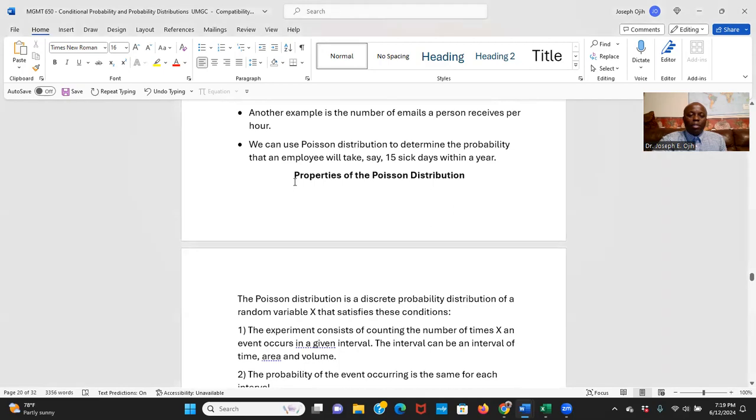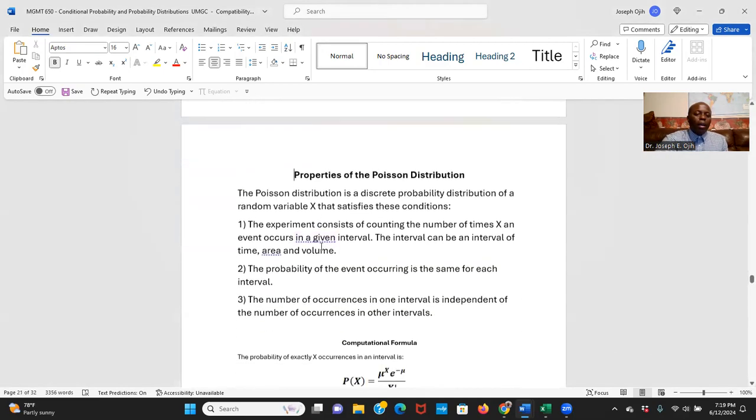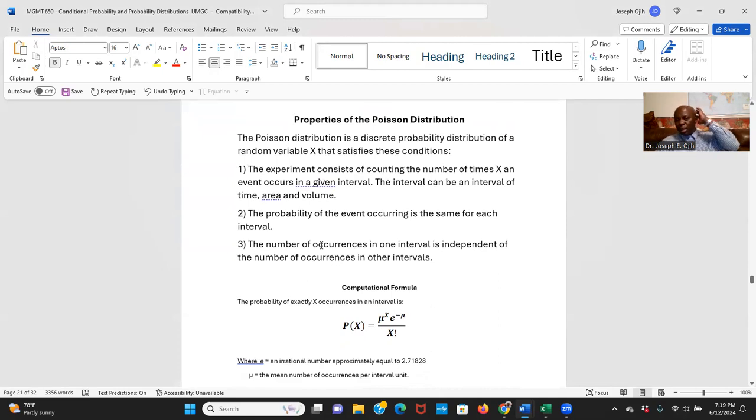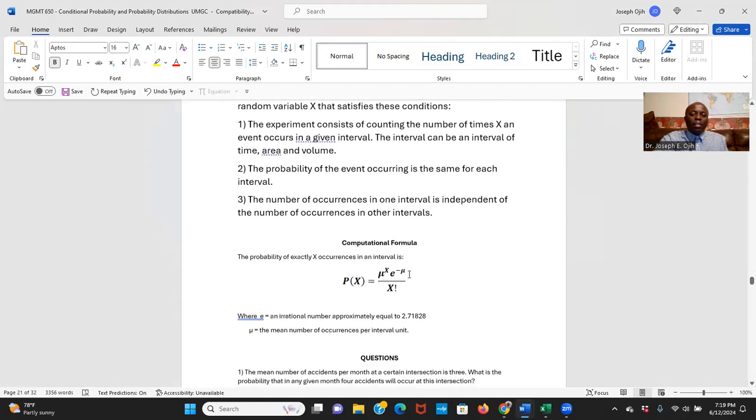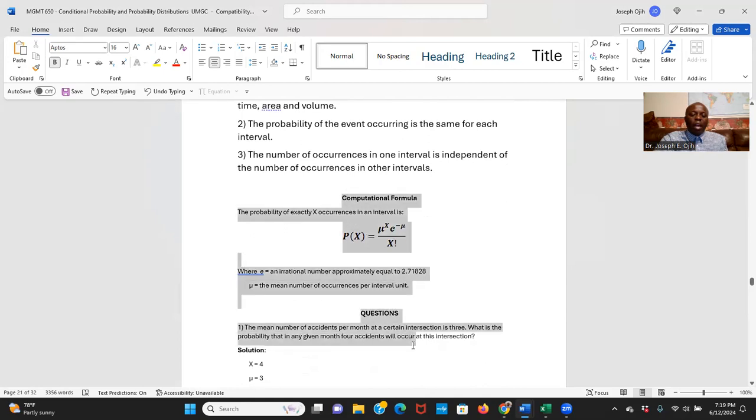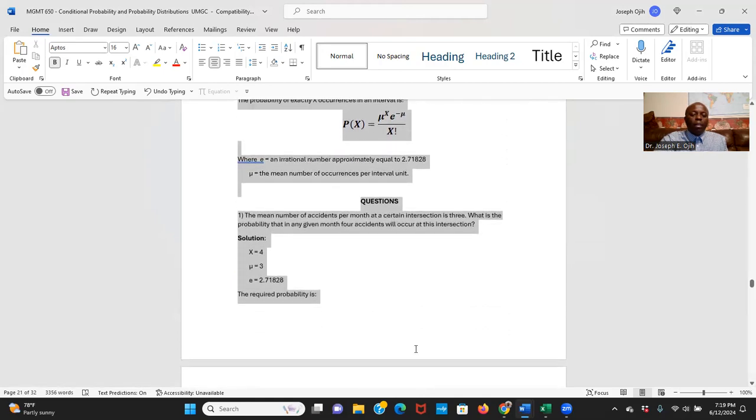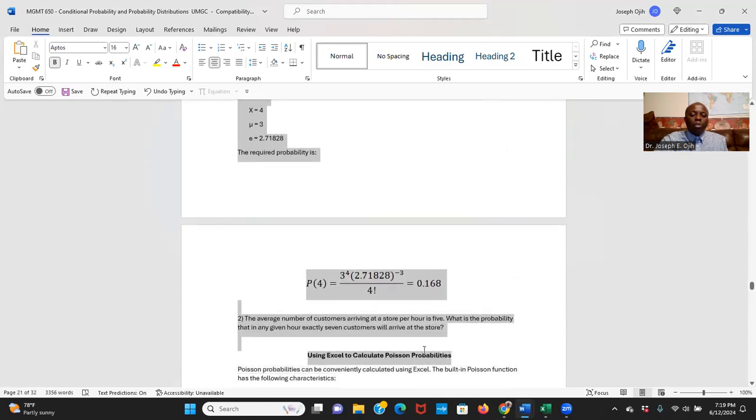So the properties of the Poisson distribution: it is a discrete probability distribution of a random variable x that satisfies these conditions. The experiment consists of counting the number of times x an event occurs in a given interval. And that interval can be time, area, or volume. The probability of the event occurring is the same for each interval. And the third property is that the number of occurrences in one interval is independent of the number of occurrences in other intervals.